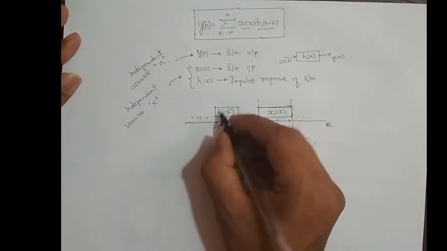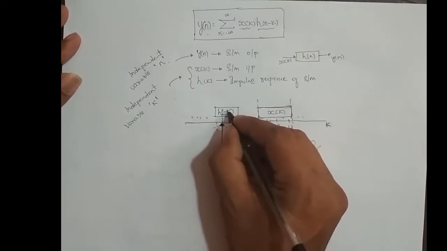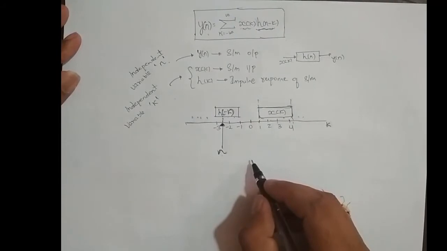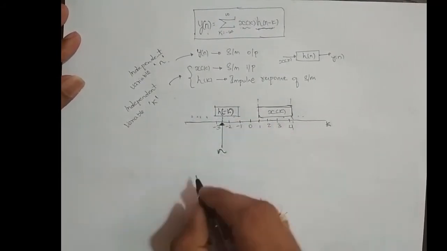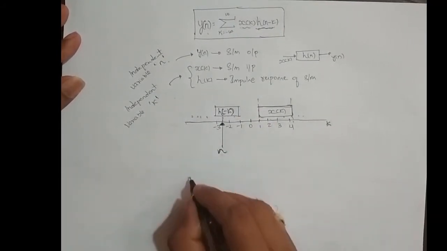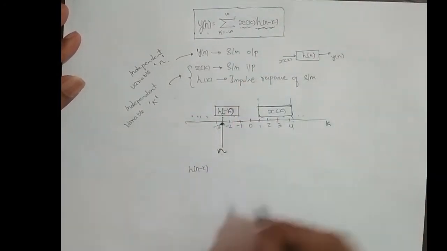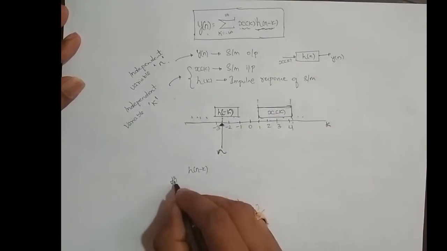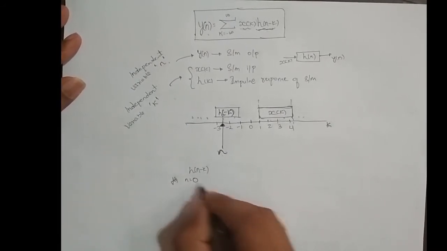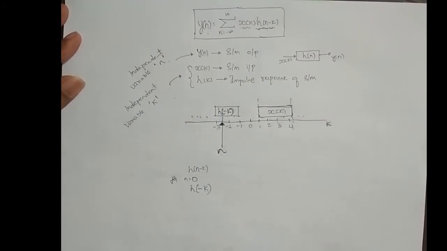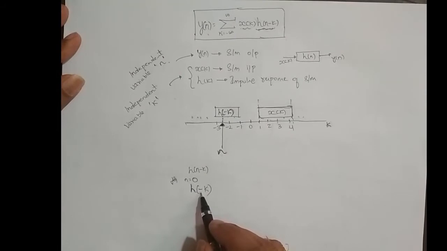I have written h of minus k, but what we actually have is h of n minus k, as per the given equation. Now for n equal to 0, what do we have? h of minus k. So this is nothing but the mirror image of the impulse response h of k.